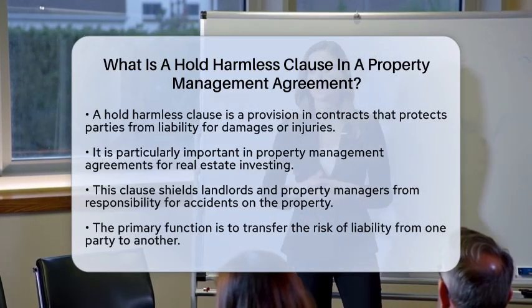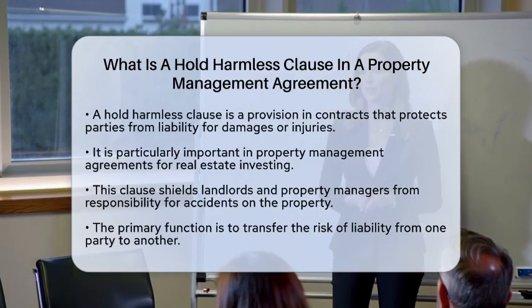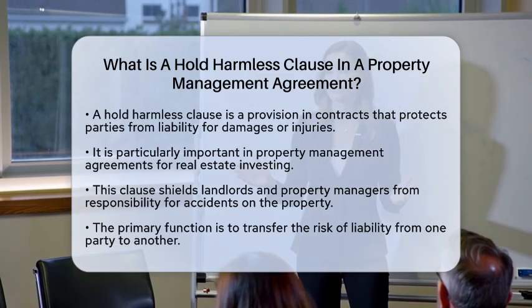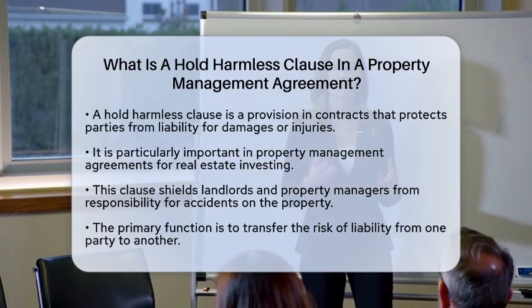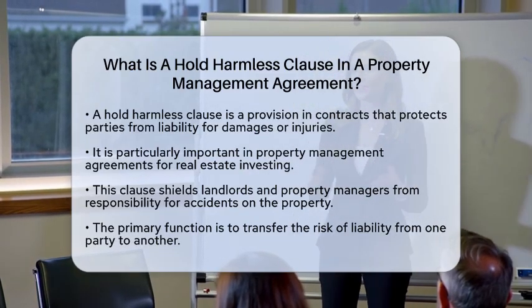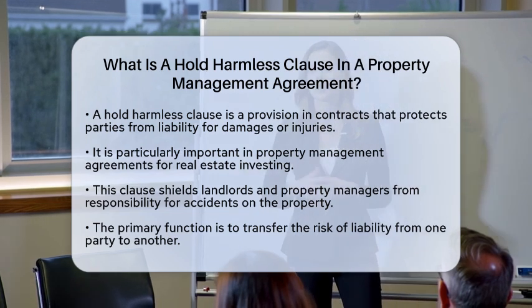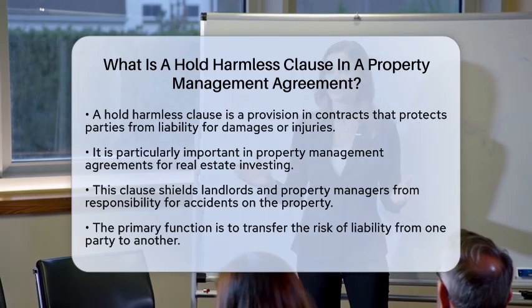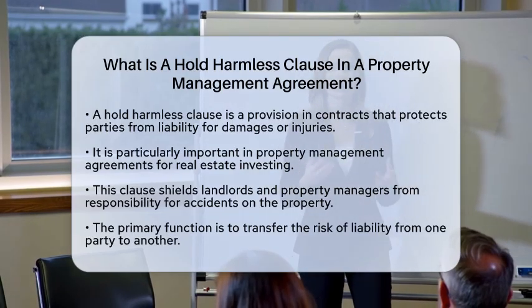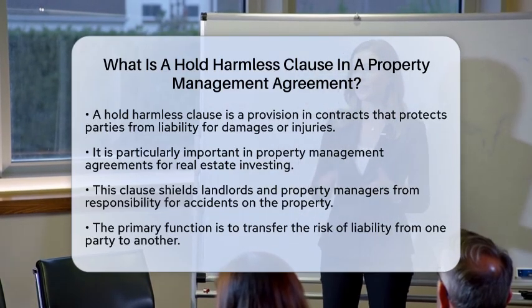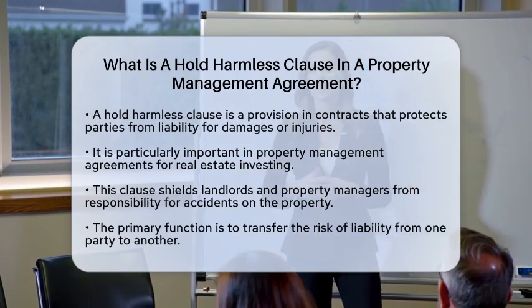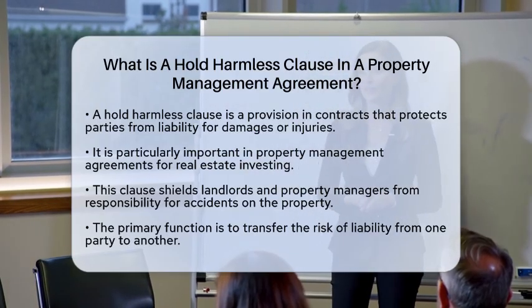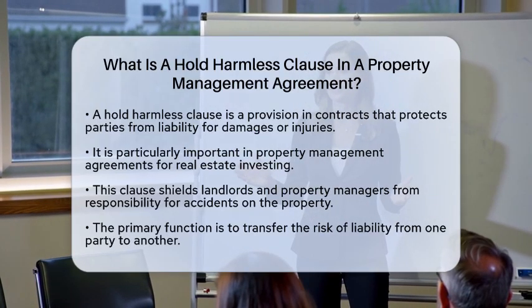Let's break it down. A hold harmless clause is a provision in a contract that helps shield one or both parties from liability for damages or injuries. In the realm of real estate investing, particularly in property management agreements, this clause is essential. It protects landlords and property managers from being held responsible for accidents that may occur on the property.